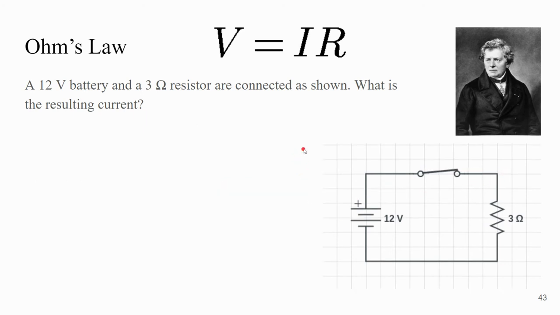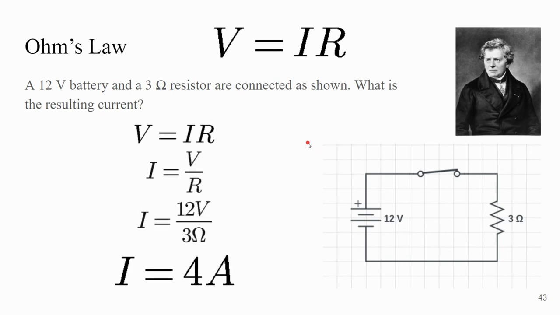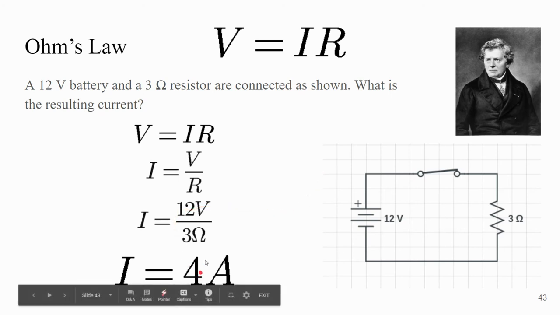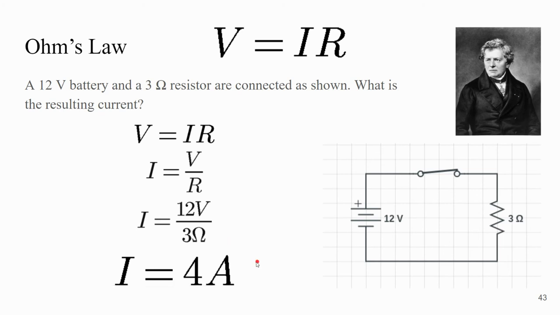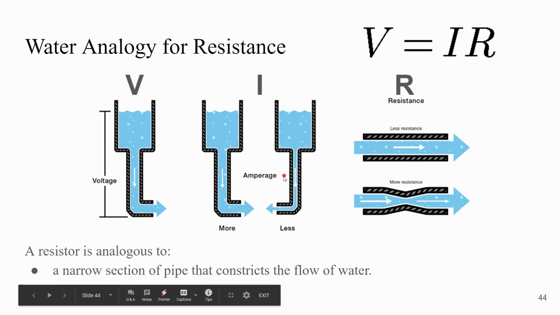So this question, redux, same thing. This time we've closed the switch. What is the resulting current? Well, V equals IR, therefore I equals V over R. So plug in 12 volts divided by 3 ohms. 12 over 3 gives you 4. Volts over ohms gives you amps. So, yeah, that's how that works.